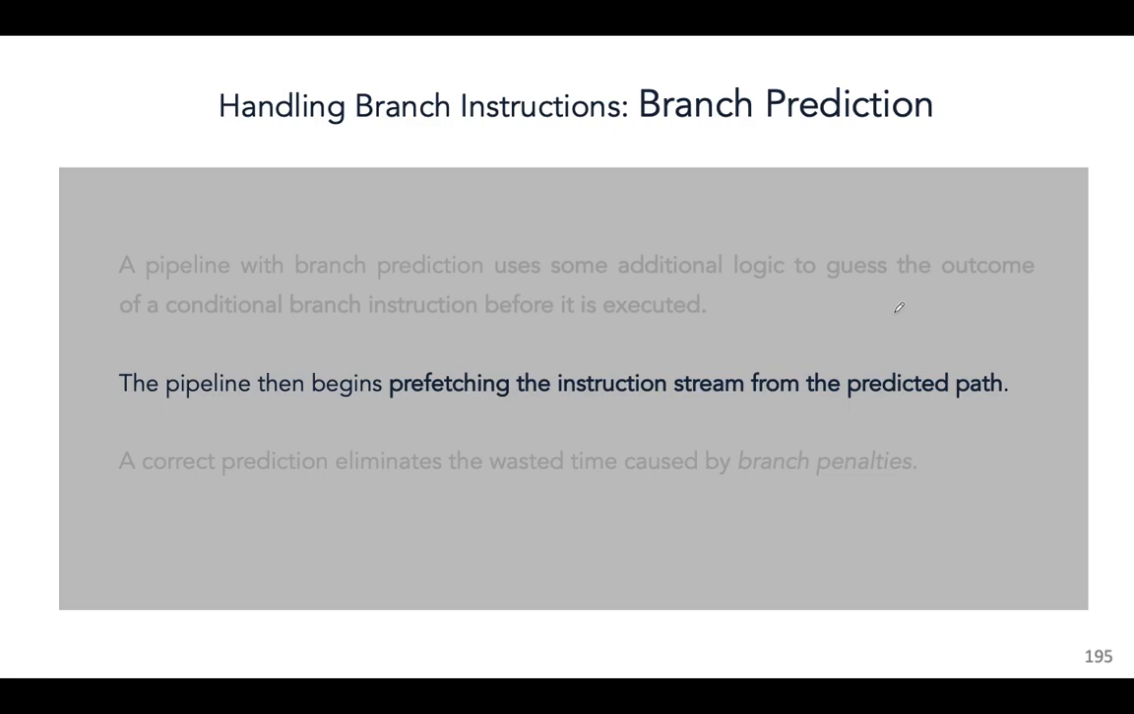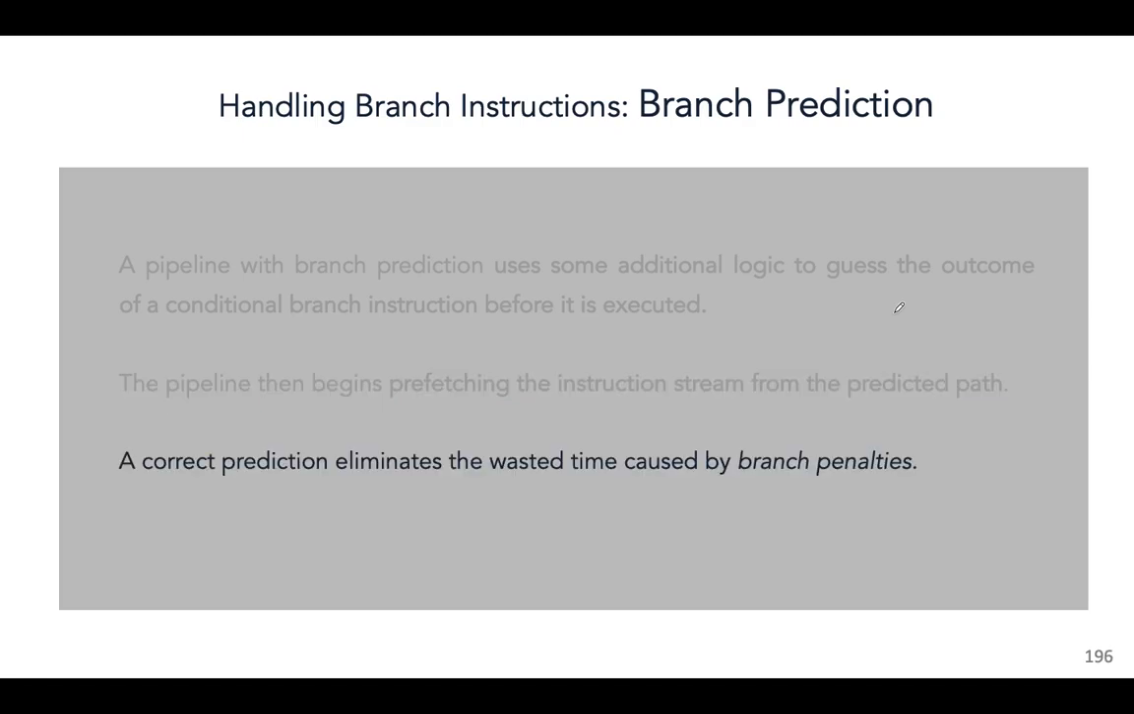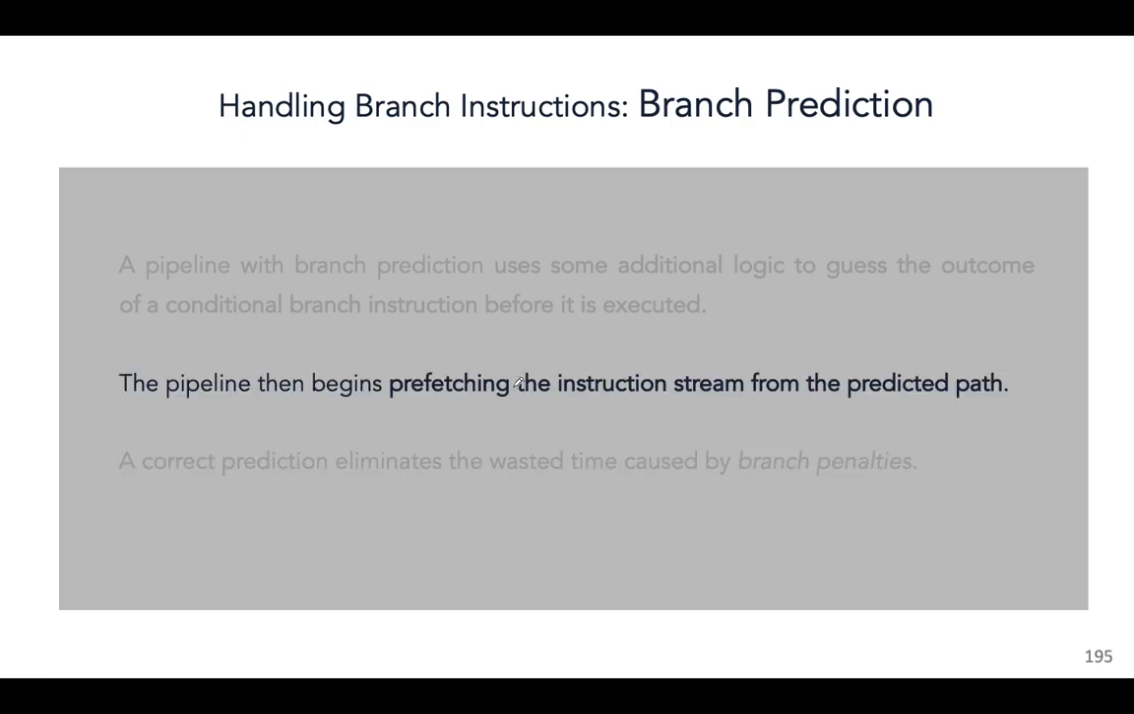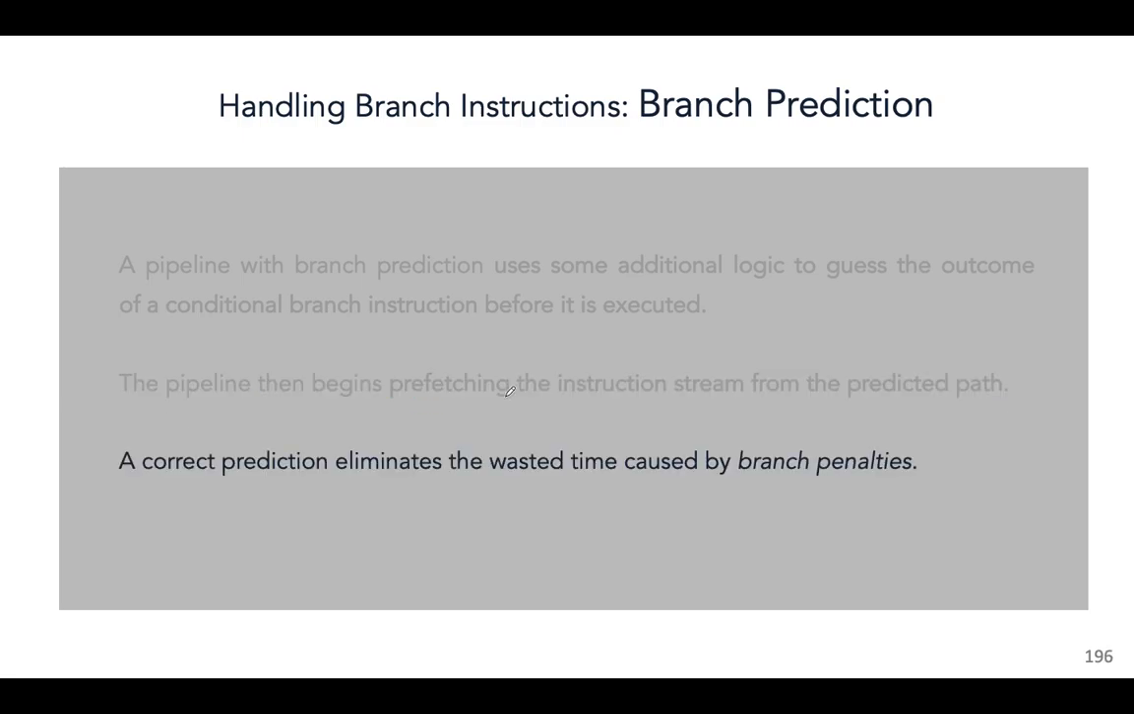Prefetching you already know. So if the prediction is correct, the branch has already been prefetched, so it will save time, right? There's no branch penalty. If the prediction is wrong, then no problem, you can just go ahead with the method of normal branch handling, right?